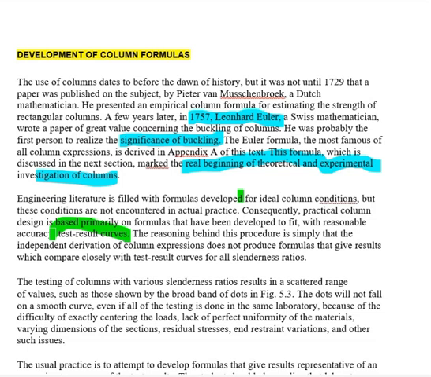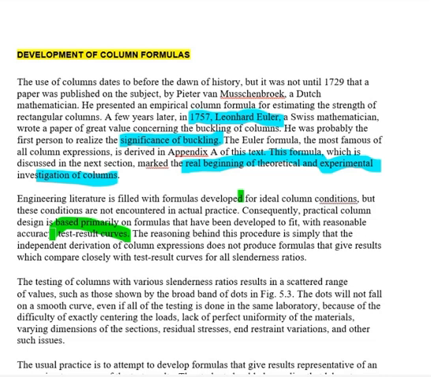It will not be exactly like a theoretical column. So whatever the conditions we are assuming for ideal columns, with that we are formulating the formulas, right? Those conditions are not encountered in actual practice. The reasoning behind this procedure is simple: independent derivation of column expressions does not produce formulas that give results which compare closely with the test result curves for all slenderness ratios.